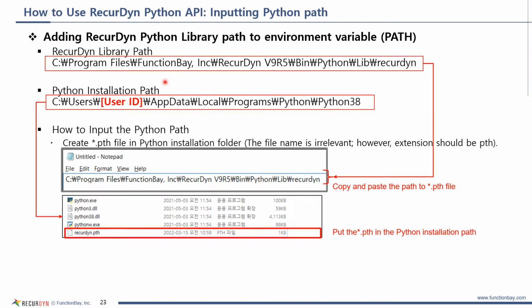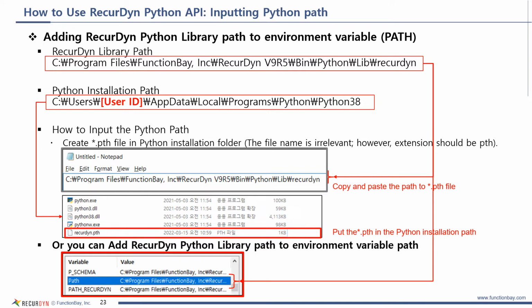First, copy and paste the path of the RecurDyn library folder to the RecurDyn PTH file in the Python installation path and save it. Then, the whole process is complete. Or, instead of creating a PTH file, you can add the RecurDyn Python library path to the system environment variable. Choose whatever method is comfortable for you to use.